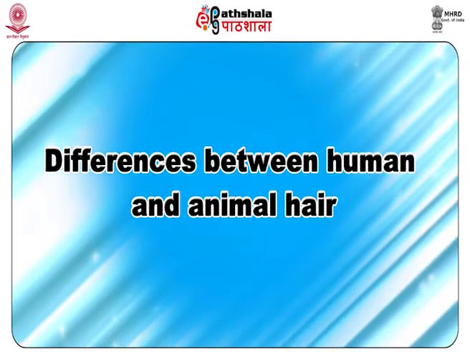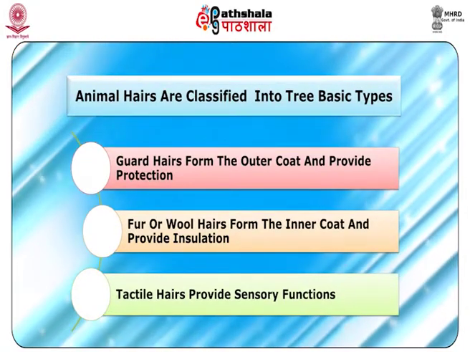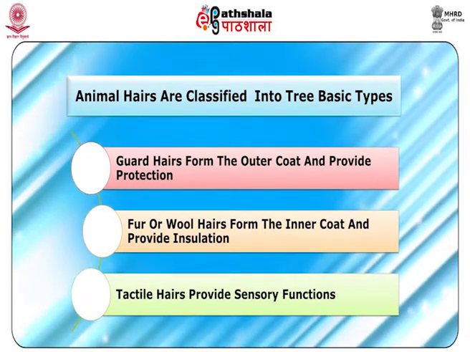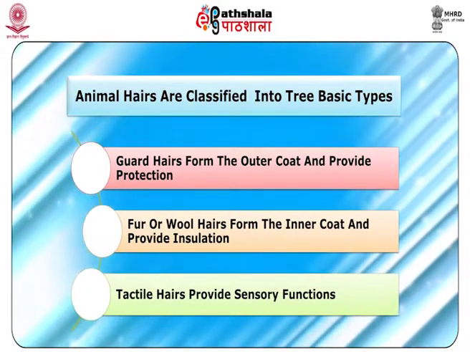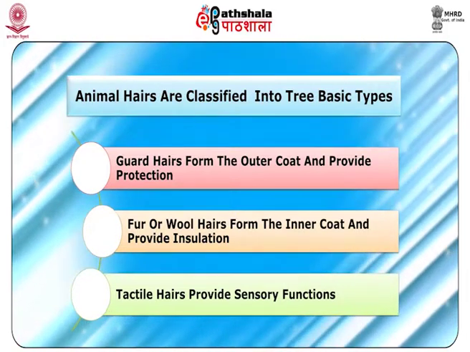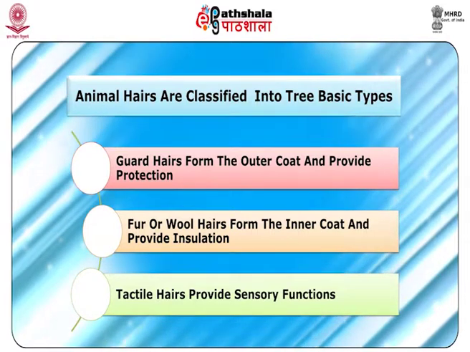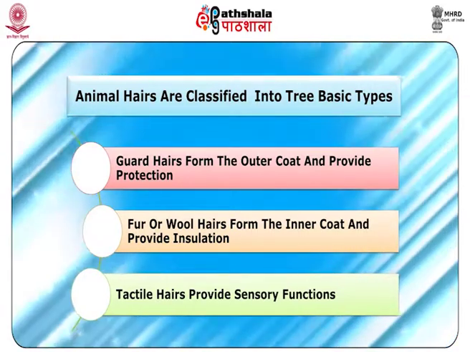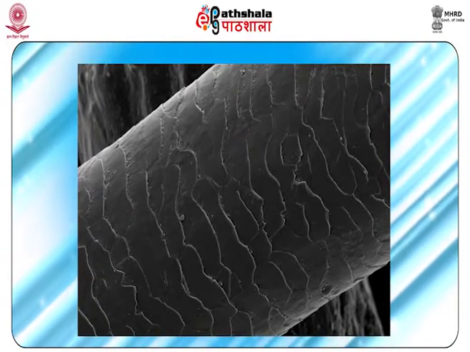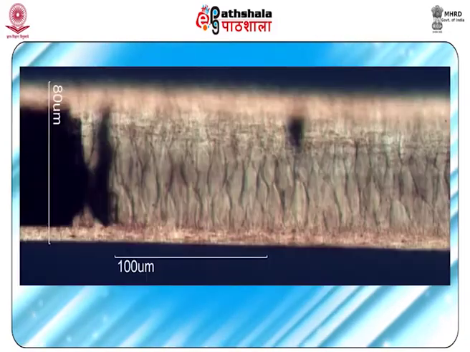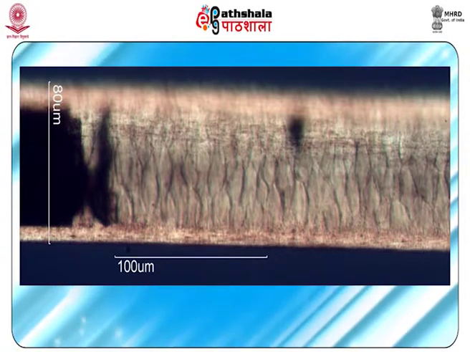Next is differences between human and animal hair. Animal hairs are classified into three basic types. First is guard hairs that form the outer coat of an animal and provide protection. Next is fur or wool hairs that form the inner coat of an animal and provide insulation. Next is tactile hairs or whiskers that are found on the head of animals and provide sensory functions. Human hair has imbricate scales in cuticle that are flattened and narrowed. Other types of hairs found on animals include tail hair and mane hair, like horse.